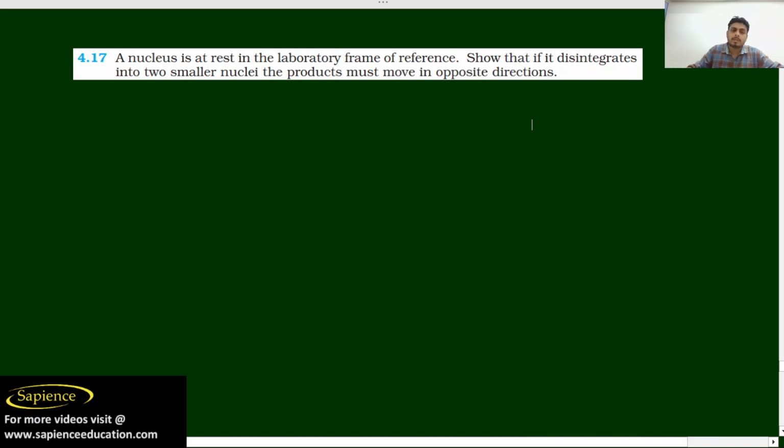Now in this question, what are they telling? A nucleus is at rest in a laboratory frame of reference. Show that if it disintegrates into two smaller nuclei, then the products must move in opposite directions. So as per it, one product will move in this direction and another product will move in this direction.